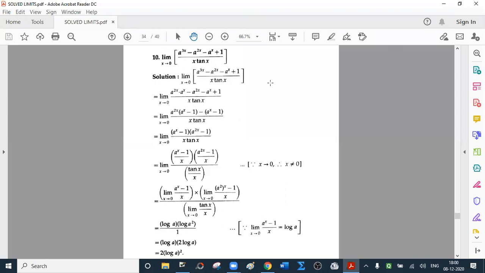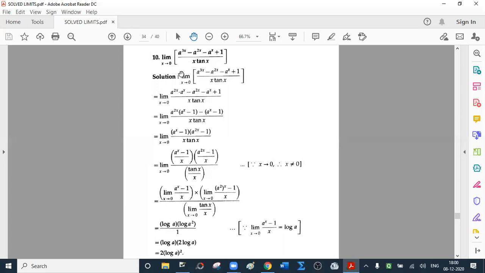The logic is simple. Observe the denominator. It is x tan x. So clearly we need tan x upon x. To get tan x upon x, we'll have to divide by, not by x, but by x square. If you just divide by x, this x will vanish. But we need tan x upon x, right? We cannot just divide the denominator by x square. We have to divide the numerator also by x square. This means the numerator is to be expressed neither as a sum or difference, but as a product of two exponential functions. So you should think in that direction, right?